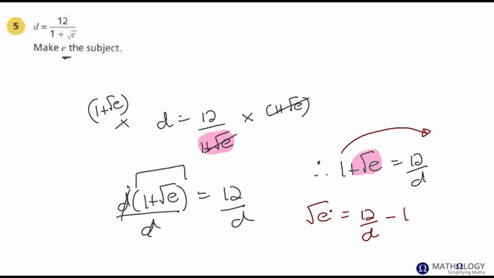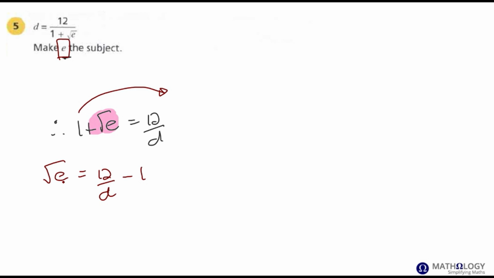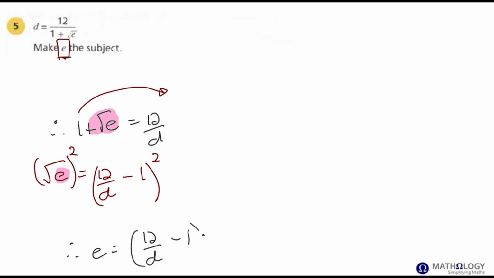Now we're not looking for the square root of E, we're looking for E to be the subject. So I'm just going to move up here. And you can do it down here. So what we need to do now to make E the subject is square both sides. So we're going to square the left hand side, and what we do to the left hand side, we do to the right hand side as well. E. So therefore E equals 12 over D minus 1 all squared.